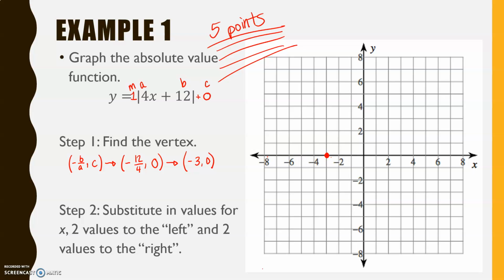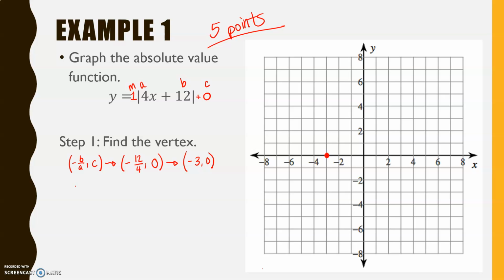We could pick anything. I could pick negative 8 if I want, but typically I want to pick values that are closer to the vertex. The closer to the vertex they are, the more likely they are to be on the graph and not go off the graph. If I were to plug in negative 8, I would get something that's graphed way up here somewhere that I can't actually put on the graph. So for my left values, I'm going to plug in negative 4 and negative 5. For my values to the right, I'm going to plug in negative 2 and negative 1.